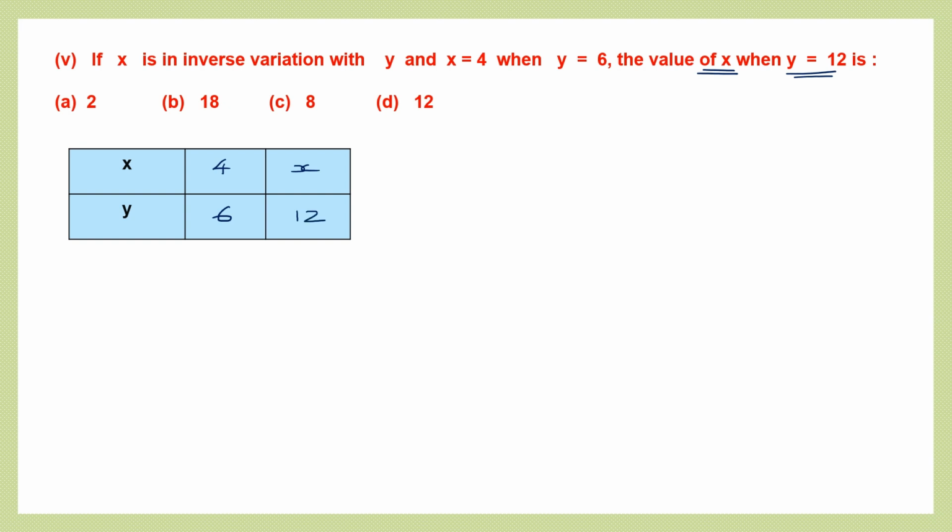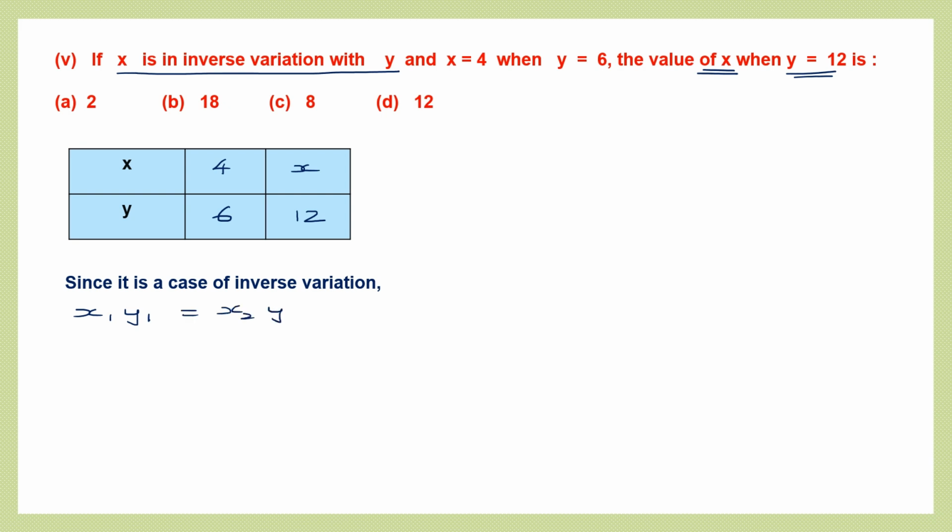And here it says very clearly it is an inverse variation. Since it is a case of inverse variation, x1, y1, the product is equal to x2, y2. That means 4 is x1 into 6 is equal to x2 is x into 12. Now we can find the value of x. X is equal to 4 into 6 divided by 12. Let's cancel. I can cancel these two or these two. Now I can cancel 6 ones are 6, 6 twos are 12. And again 2 and 4, 2 twos are 4. That means the value of x is 2.